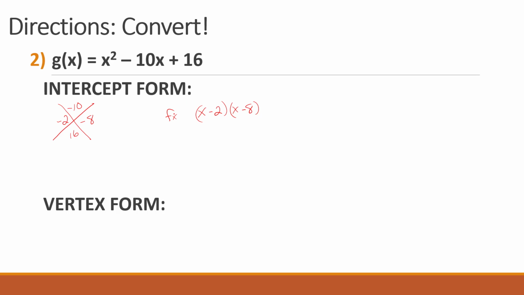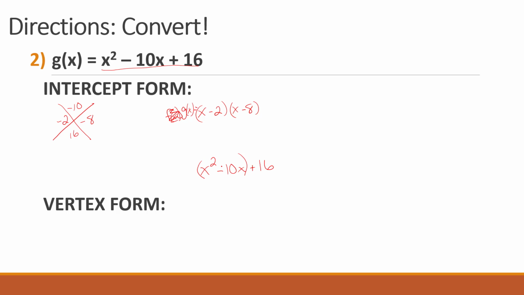So g of x, what we were given, is equal to x minus 2, x minus 8. We're in intercept form. Now let's go to vertex form. You cannot take your intercept form and go to vertex form. We've got to come back up here and take our standard form equation. So x squared minus 10x plus 16.